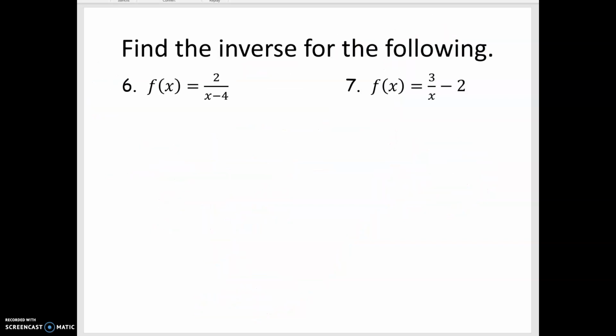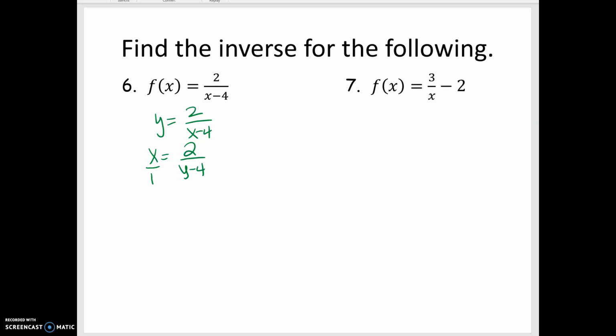Okay, last thing we're going to do is go over inverses again. Remember, an inverse happens when we switch the variables and solve. So remember, another term for f of x is y equals. So I have y equals 2 over x minus 4. I'm going to switch those variables, so now it's going to look like x equals 2 over y minus 4, and then solve for y.